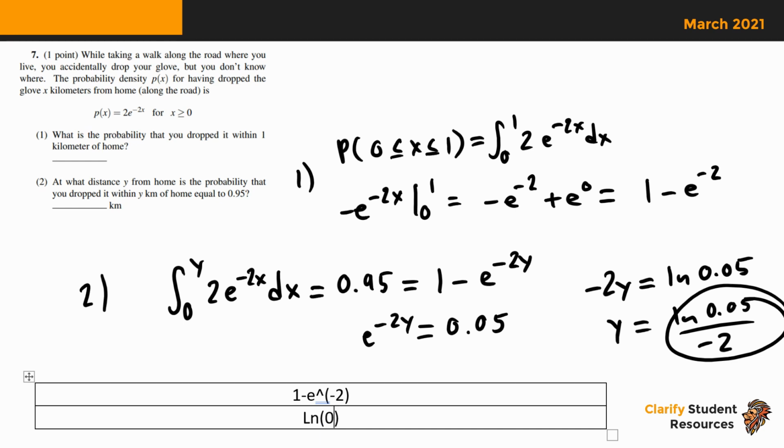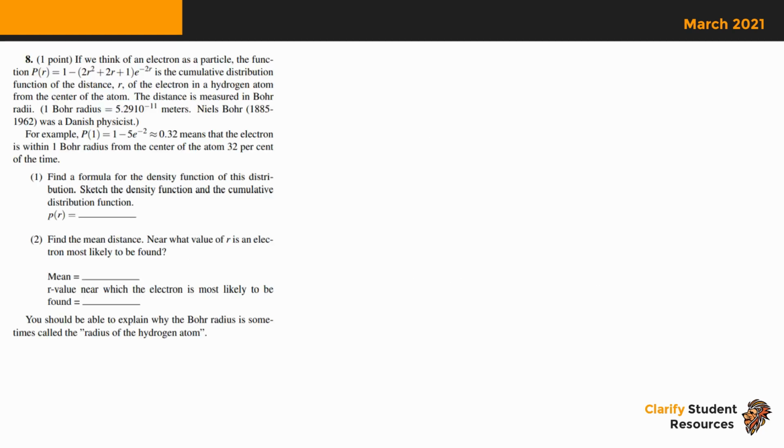Where we get 0.05, and then we get over a negative 2. So I'm pretty sure typing it in like this works, but maybe just put in brackets, just so you don't risk making a mistake here. Yeah, so that's how you do question 7.